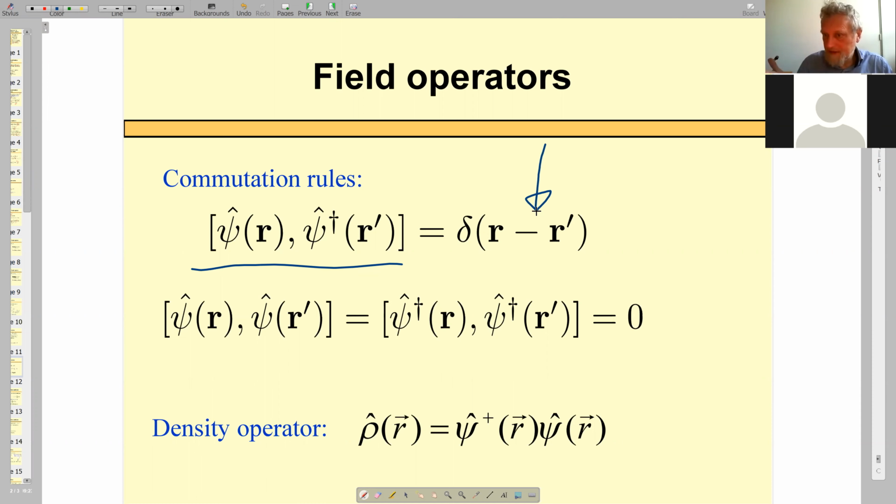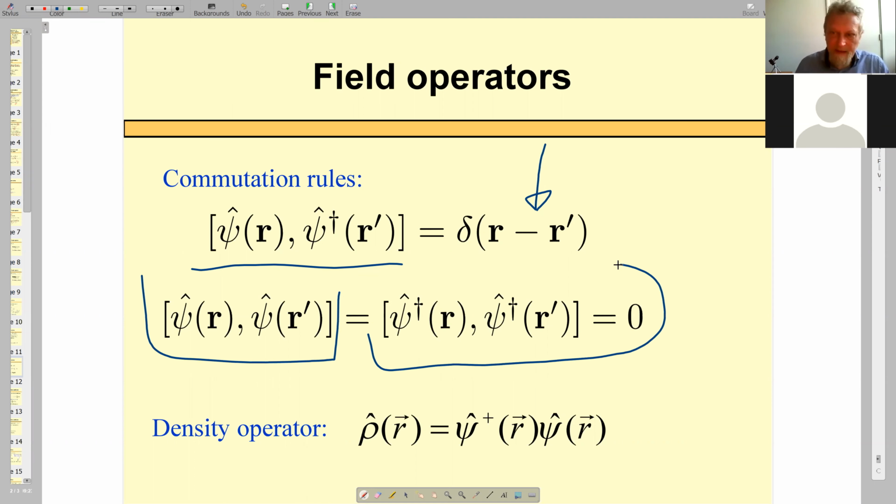That corresponds to the picture of levels. They commute at different levels. They would give you one at the same level. Fine, and two field annihilation operators, two field creation operators, they commute.